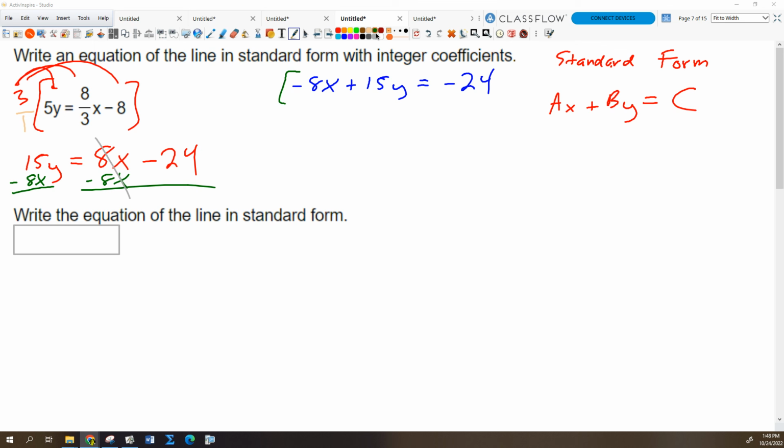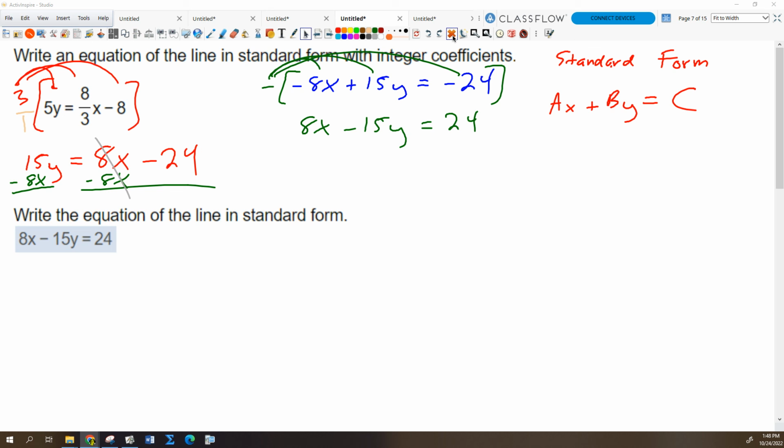So last thing, I'm going to show it as multiplying. I think it's easier because then you can think about it as distributing something, right? If I distribute a negative to an equation, what's that do? It just changes the sign of each term. So I'm going to get positive 8x minus 15y equals positive 24, and that's my answer. Okay, good? Does that make sense?